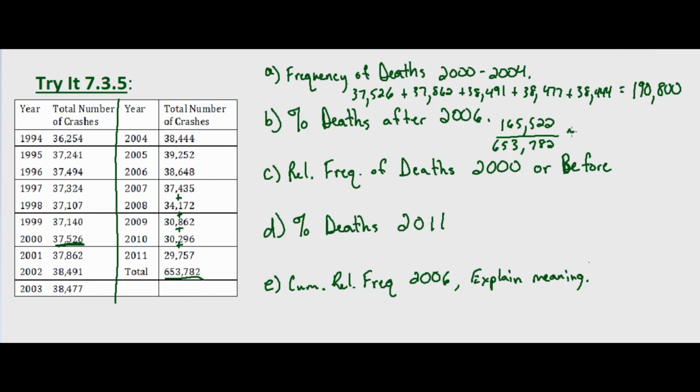And that comes out to approximately 0.249, or, in other words, since it asked for percent, 24.9%. So again, we found the percent of deaths after 2006. We took the frequency of the deaths for 2007 through 2011, added those together, and divided by the total, 653,782.